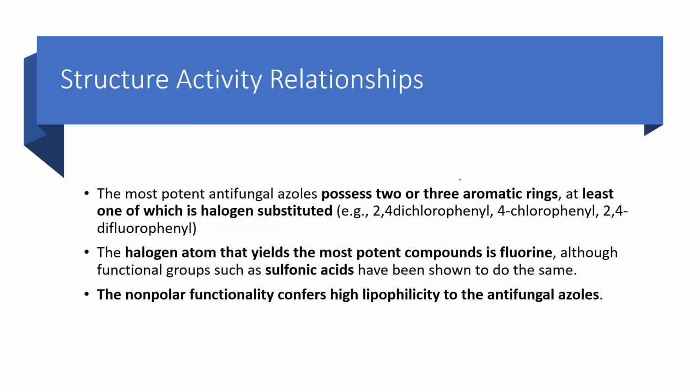There are only 3. The most potent antifungal azoles possess 2 or 3 aromatic rings, one of which is halogen substituted. The halogen atom that yields the most potent compounds is fluorine, although similar functional groups such as sulfonic acids have been shown to do the same. And finally, the nonpolar functionality confers high lipophilicity to the antifungal azole. So let's take a look at some structures and have some examples as well.